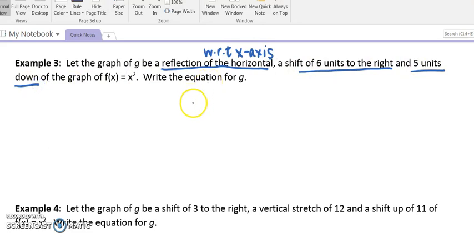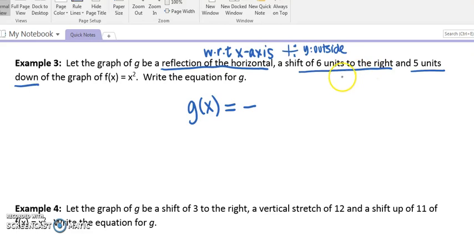So this is the first time we've got 3 things going on, but we can handle this totally. If it's a reflection over the horizontal, remember, that would be reflecting like this, right? That's a reflection over the horizontal. That's your y value that's moving. So if it's y, it's going to go outside. Okay, so we've got a negative here.